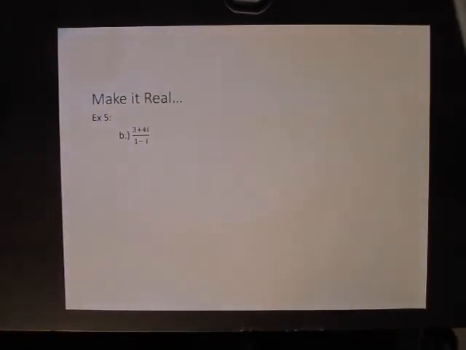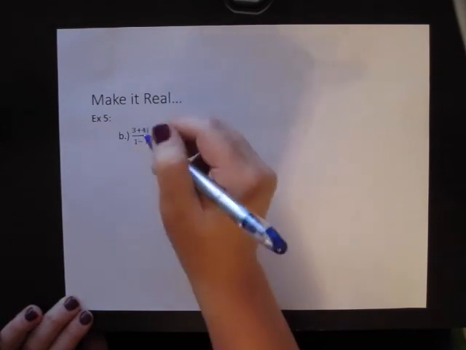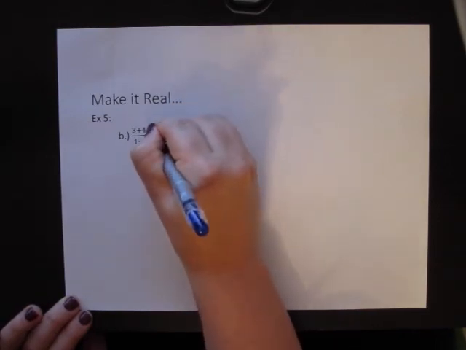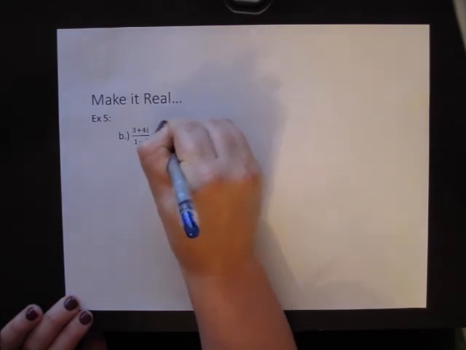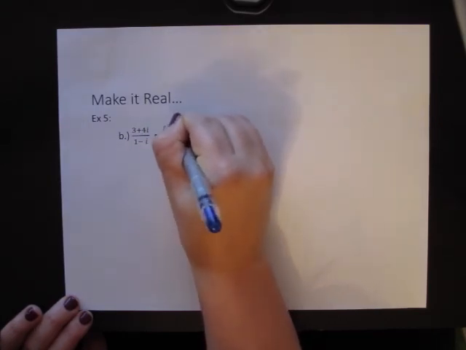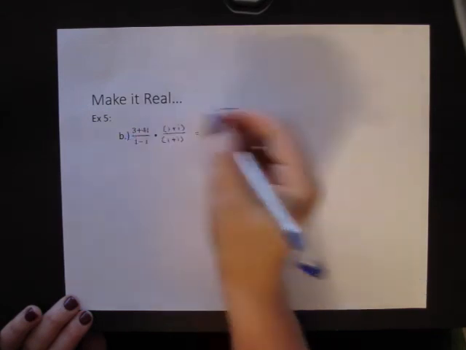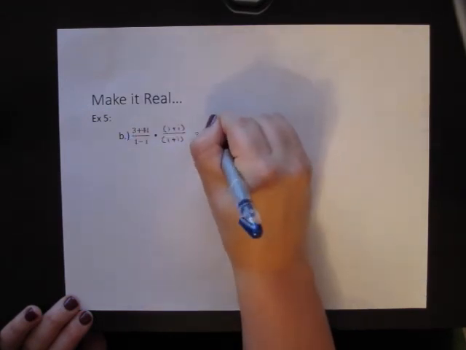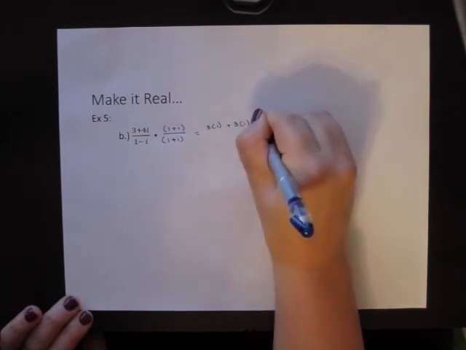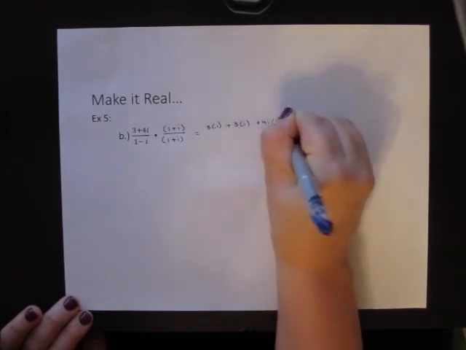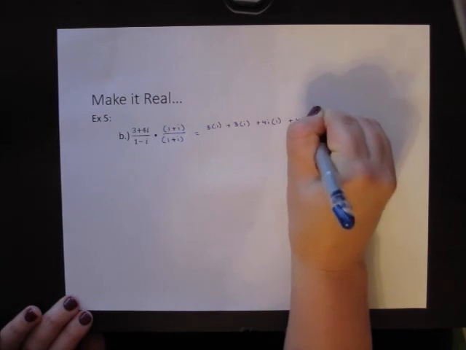I want you to do b for me. Okay, so we have (3 plus 4i) over (1 minus i). First thing I want to do is multiply by the conjugate, so I've got 1 plus i. What I do to the bottom, I have to do to the top. So I've got to FOIL the top: 3 times 1 plus 3 times i plus 4i times 1 plus 4i times i.